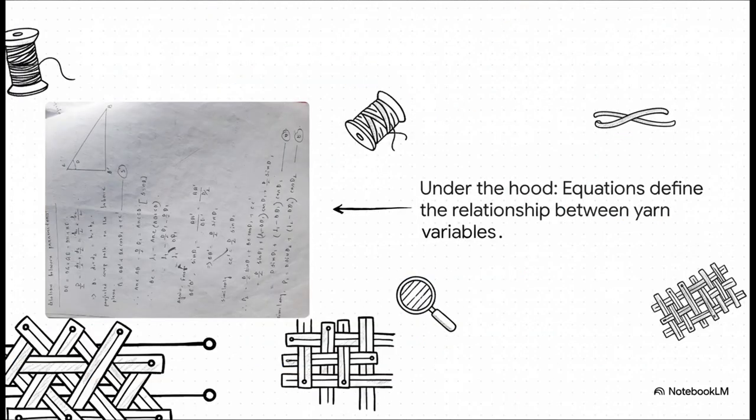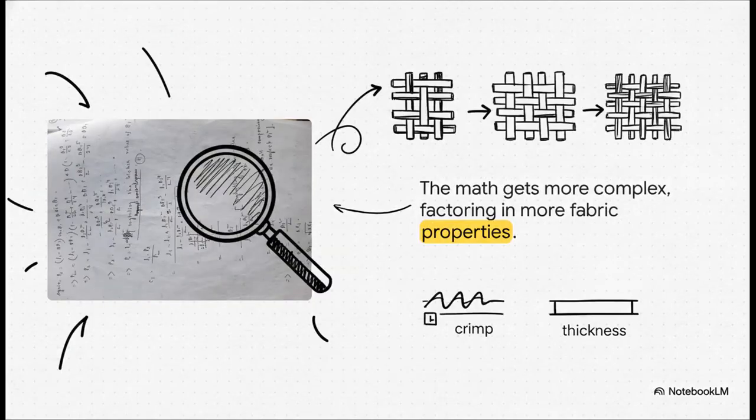And this is what's going on under the hood. Now, don't worry, there's not going to be a quiz, but what these equations do is show the relationship between things like how thick the yarn is, how far apart the threads are, and what the final shape of the fabric will be. And of course, the more factors you try to account for, the more complex the model gets. These equations start to bring in properties like crimp and thickness, which makes the predictions even more on the money.